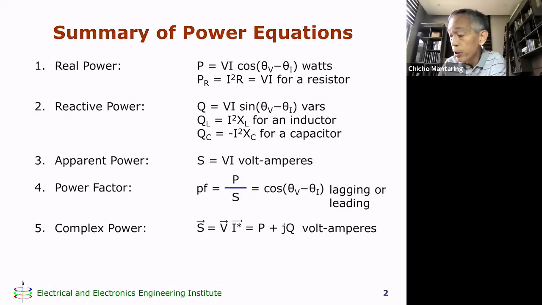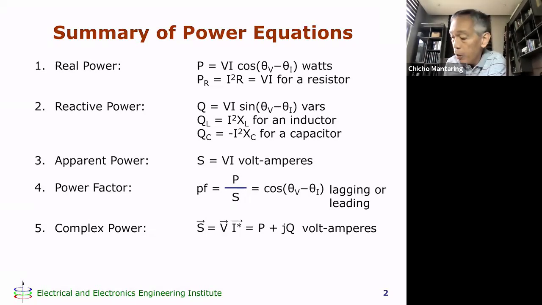First, you have real power. Real power is defined as the RMS voltage multiplied by the RMS current multiplied by the cosine of the phase angle between voltage and current, and that's in watts. If you have a resistor, real power is the RMS current squared times R, or the RMS voltage times the RMS current. Real power is the power that is convertible to work or convertible to heat. In other words, real power is the power that does something for us.